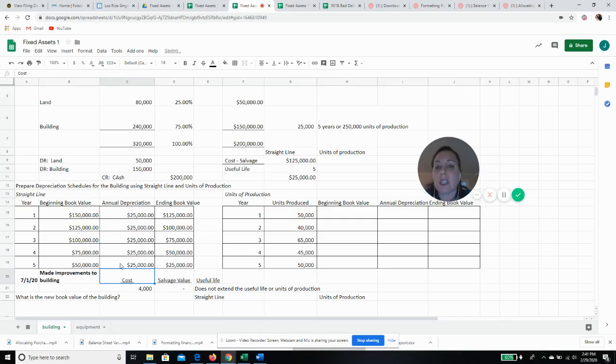Then I'll carry down my ending book value to make it the beginning book value of year 5. My depreciation is $25,000, and at the end of year 5, when we expect to no longer use the building, the book value will be $25,000, which is the exact same amount as our salvage value. So once we've fully depreciated the asset, it will be on our books at $25,000, which is what we expect we'll be able to get for it when we're done using it.